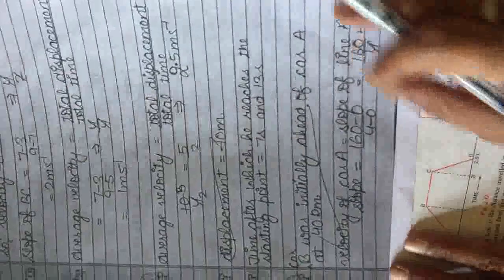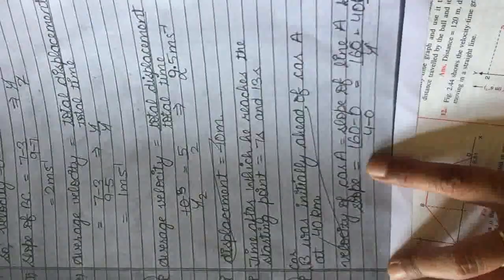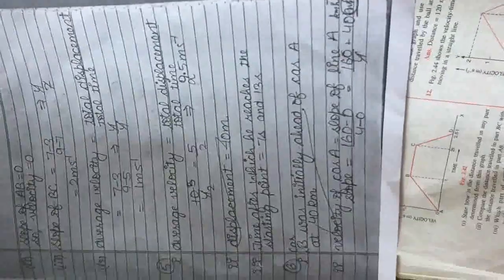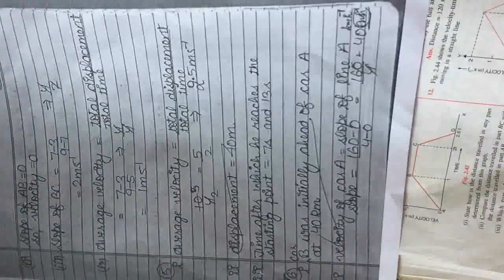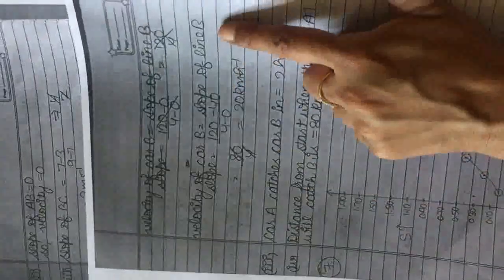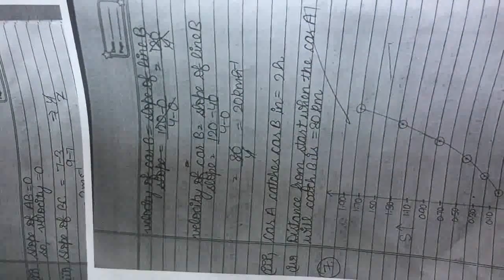Then they are saying, calculate velocities of car A and B. How we can calculate the velocity from displacement time graph? By calculating the slope of the line. So we will calculate the slope of line A and slope of line B. So first, velocity of car A will be slope of line A. You can see I have calculated the slope over here. Students, if you are having any doubt in calculation of slope and all, you can call me. I'll explain you. So this is velocity of car B, so slope of line B. So this is how we will calculate the velocity of both the cars.